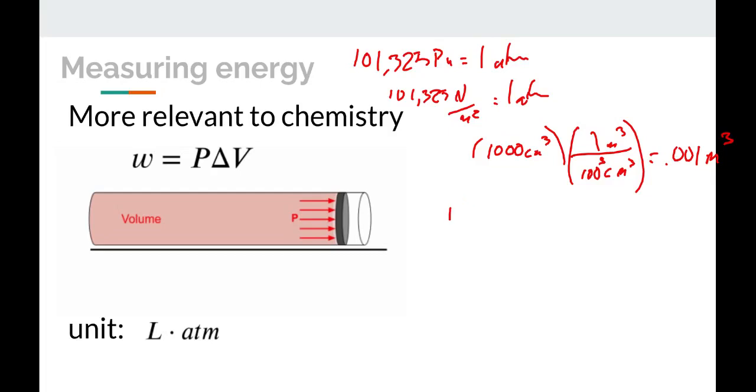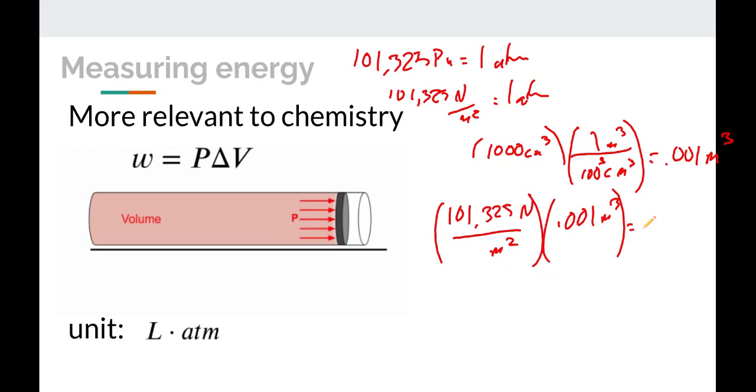So if an atmosphere is 101,325 newtons per square meter, and a liter is 0.001 cubic meters, then we can multiply these together, and meters squared will cancel out, and we will get Newton meters, which is what joules is. And the number is 101.325. So there's 101.325 joules. That's the equivalent of 1 liter atmosphere. So that's a conversion factor.